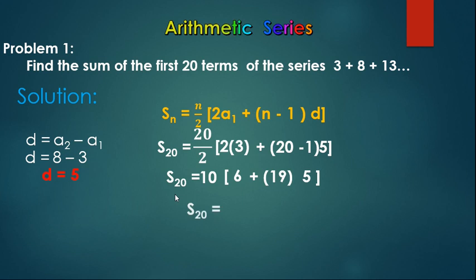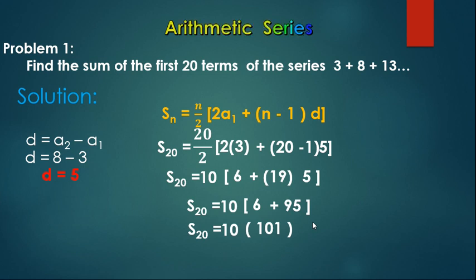Next step is to multiply 19 and 5. So we have here 10 multiplied to the quantity of 6 plus 95. Tama po ba ako? Ayan, 19 times 5. So, next step po, add lang po natin si 6 and 95. So, that will give us 10 multiplied to 101.